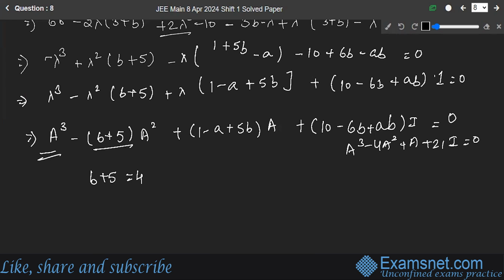So this becomes b plus 5 is equal to 4, and then you have 1 minus a plus 5b is equal to 1, and 10 minus 6b plus ab is equal to 21. So from here you get b is equal to minus 1, and this will be 1 minus a minus 5 is equal to 1, or a will be equal to minus 5. I got the value of a and b.